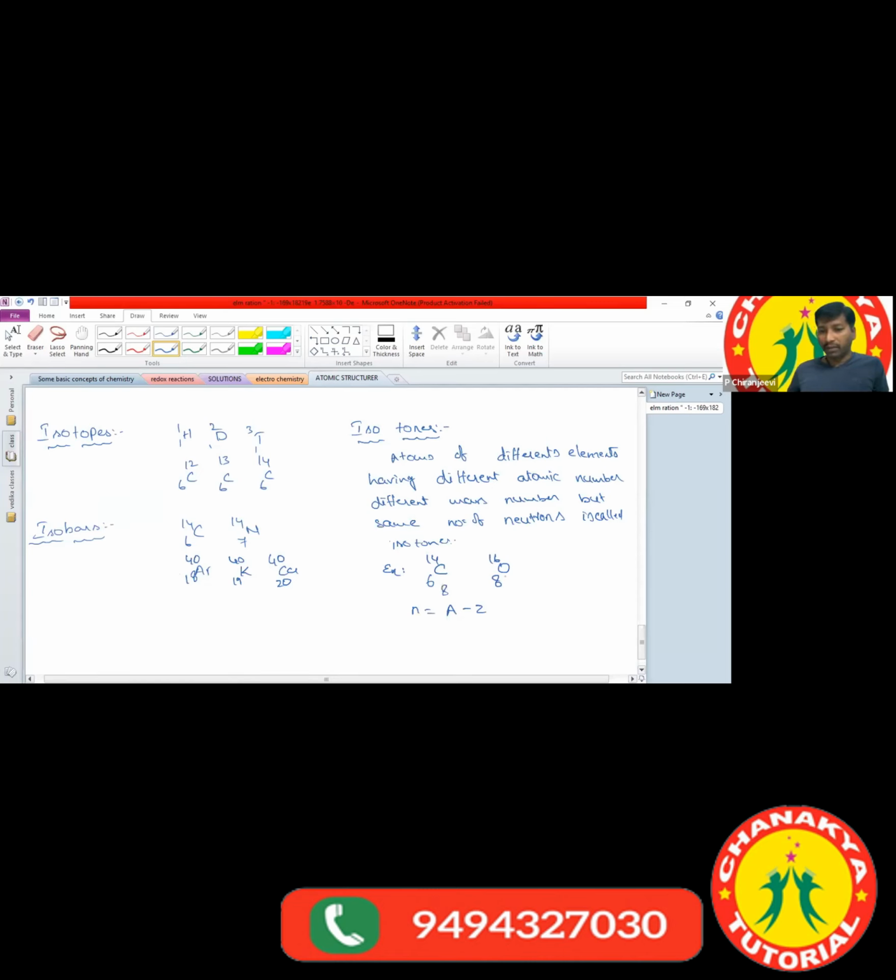And in O16, the number of neutrons is 8. So that means both have different atomic number and different mass number. But which one is the same? Both have the same number of neutrons. If they have the same number of neutrons, we can call them isotones. Got the clarity?